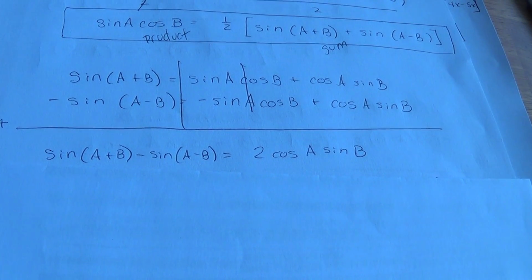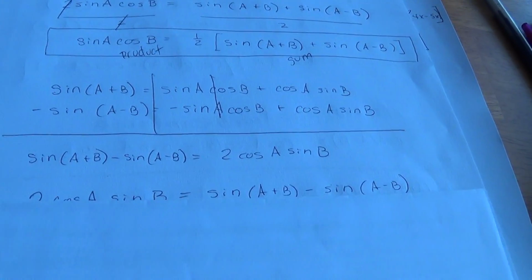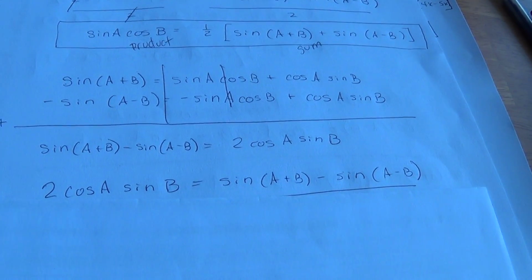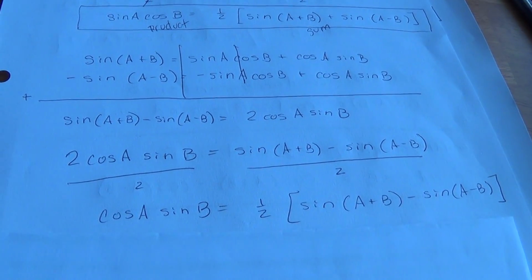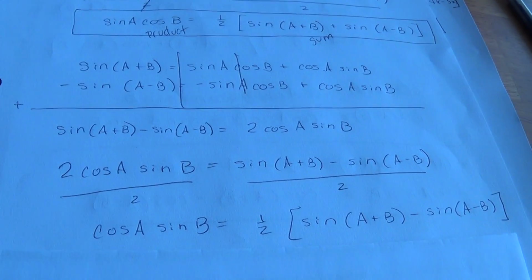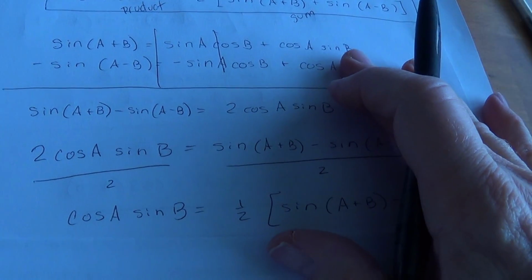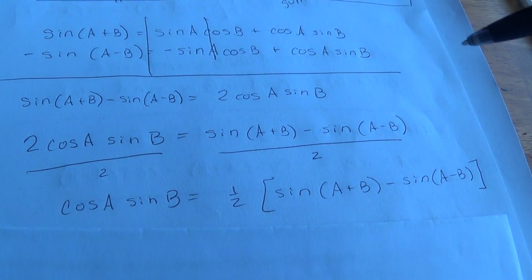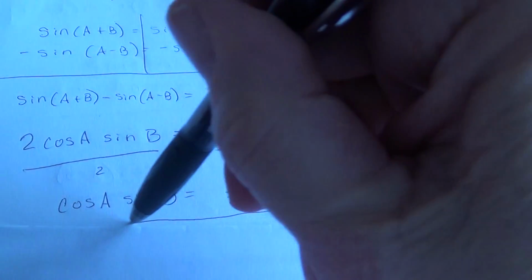I'm going to do a similar rearrangement. Divide by 2. And that is my next trig ID. So I will put that in the box.